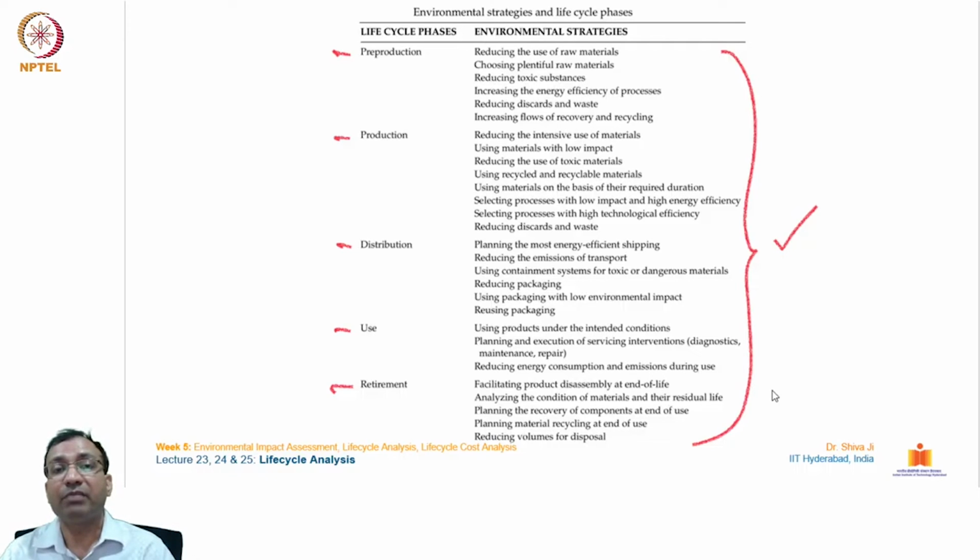And so we must choose our products in such a way that they are not that difficult at the end of their life stage. Again, we can analyze the condition of the materials and their residual life. We can plan the recovery of the components at the end of use, plan material recycling at the end of use, and reduce volume for disposal. So there are several smaller approaches and strategies which can play a vital role in the overall controls for the LCA.